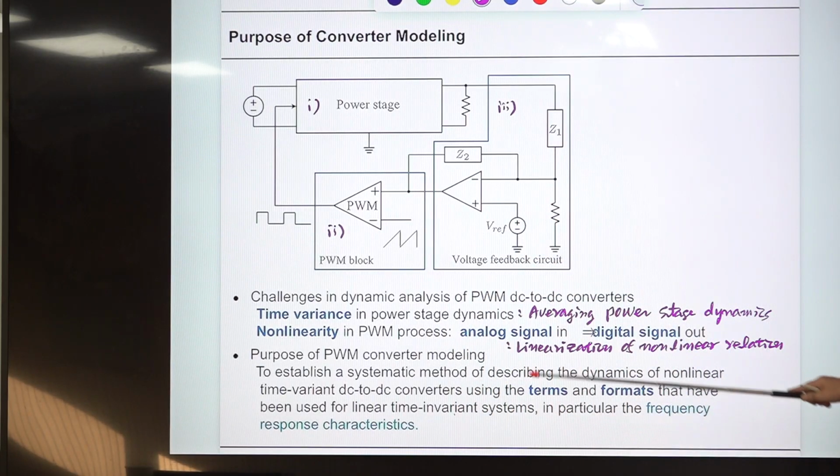Okay. If we achieve this goal, you can freely use all the techniques developed only for the linear time invariant system, such as transfer function, Laplace transformation, Bode plot, Nyquist, Routh-Hurwitz, and so on. Okay? So the purpose is very simple. You want to modify it into the small signal model format of the PWM converter so you can analyze its dynamics and establish design methodology using the techniques we already studied in the past for the linear time invariant system. That is our purpose of modeling PWM converters.